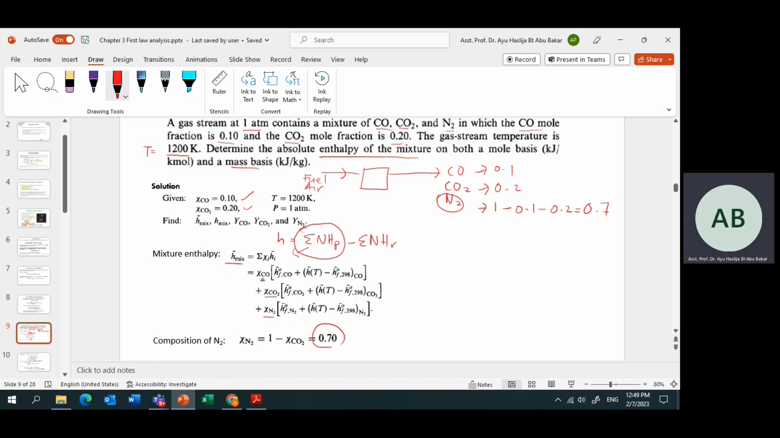Products we have CO, CO2, and N2. Okay, so mole fraction of the CO multiplied by heat of formation of CO plus sensible heat of the CO. So that means 0.1, mole fraction of CO, multiplied by heat of formation of the CO, heat of formation CO plus enthalpy at the given T, that means at 1200, minus enthalpy at reference.